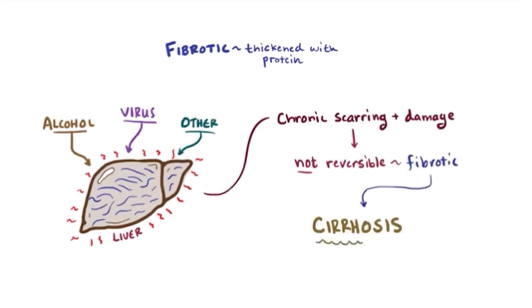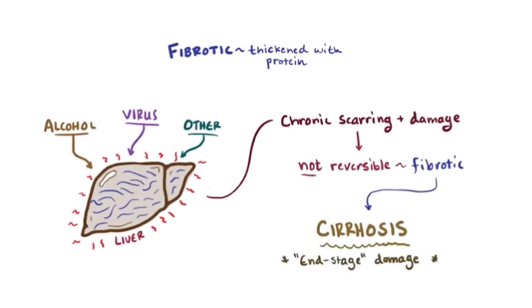So the definition of cirrhosis, if someone asks you in the examination, is a long-term irreversible process of degeneration and regeneration resulting in fibrosis of the liver. So the process of regeneration and degeneration goes hand in hand, ending into cirrhosis of the liver. This is of course end stage damage, as we said in our definition.